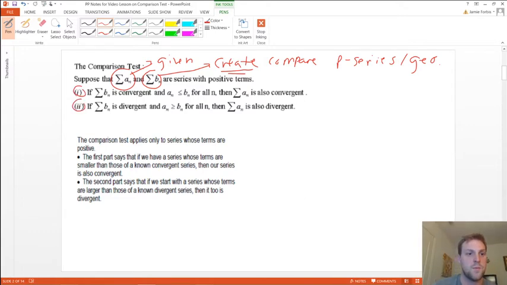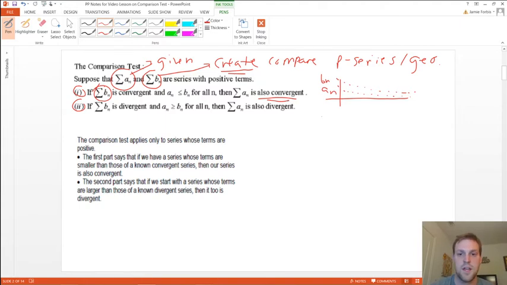If the summation of b sub n, which is the one that I've created, is convergent and b sub n is also greater than a sub n for all n, then a sub n is also convergent. Let's draw that out real quick. So here's b sub n, and I'm saying b sub n is convergent. And I'm also saying that b sub n is greater than a sub n for all n. If that's the case, then a sub n must also converge. I think that's pretty straightforward.